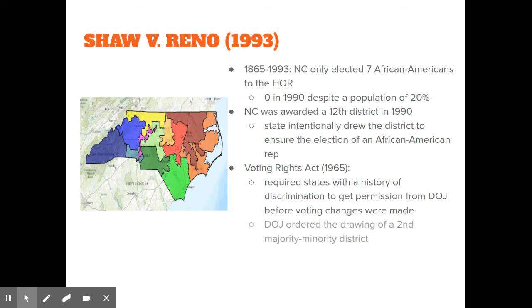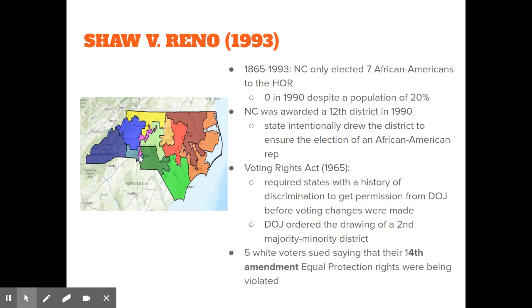Well, when North Carolina submitted its voting plan to the Department of Justice, they actually felt like it didn't go far enough. And the Department of Justice ordered the drawing of a second majority minority district, another district that would predominantly include African Americans. So it's majority minority because the minority group is put into the majority. They wanted a second district that would predominantly benefit the African American voting population. And the district in question is this crazy kind of purple district right here, which is what they refer to as District 12. 5 white voters opposed this plan, saying that their 14th Amendment equal protection rights were being violated because they were being discriminated against because of their race.